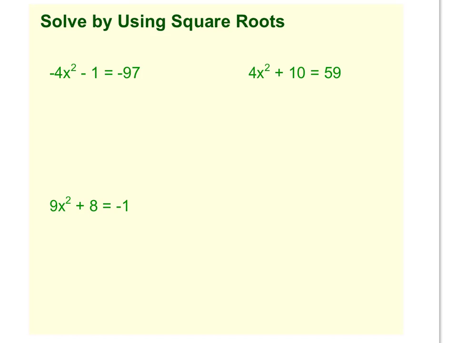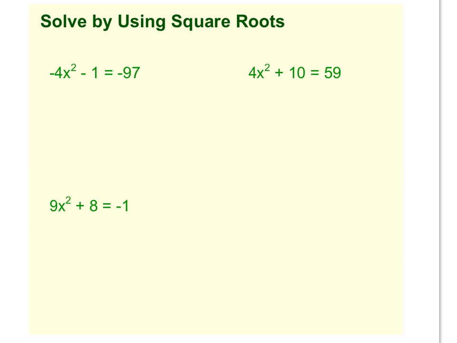Another method we use to solve quadratic functions is by using square roots. When we solve using square roots, it works a lot like solving an equation, and in the end, the opposite of squaring something is square rooting something. So that's basically what we'll do to solve using square roots. So let's look at a few examples.